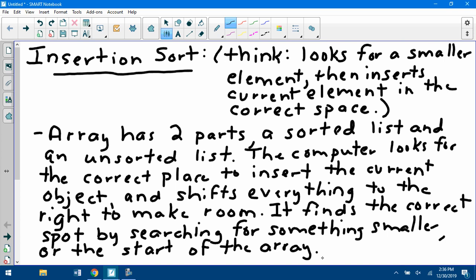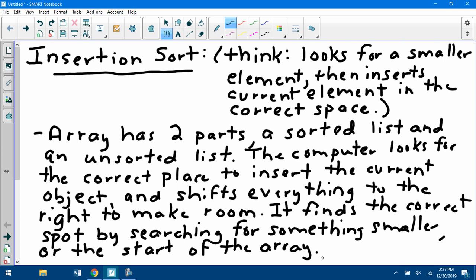So the computer takes the next thing that should be placed in the correct spot. It looks backwards through the sorted part, asking are you smaller, are you smaller, are you smaller. Once it finds a smaller element, it knows, okay, this current object has to go right next to you. So it saves that current spot, shifts everything down, and inserts it where it needs to go. If it never finds anything smaller, that means it should go at the start of that sorted part of the array, so the beginning of the array. So it still saves it, but it shifts everything that's been sorted so far down and then inserts it at the beginning.